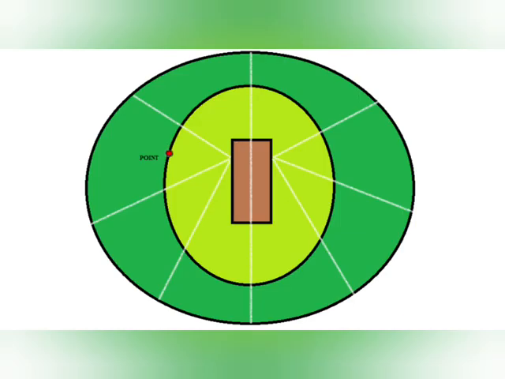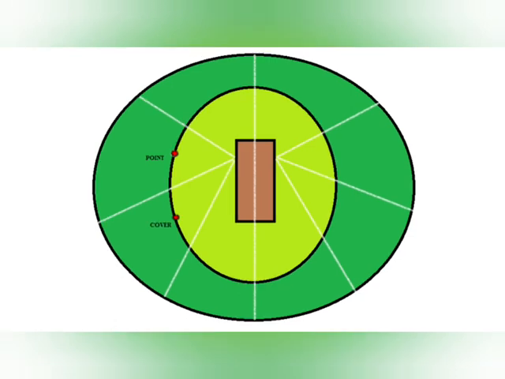Now for better understanding of the different fielding positions, we have divided the entire ground into different pies. Each pie is defined by a main fielding position, and the rest of the positions within that pie are derived from the main fielding position. On your screen you can notice the point position, and then the cover position. All other fielding positions would be derived from the cover within the cover pie.